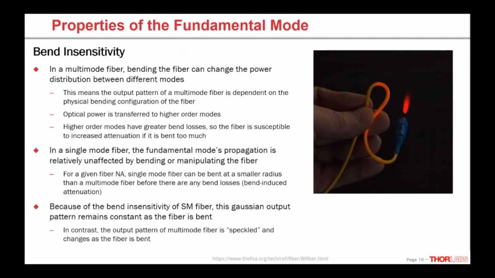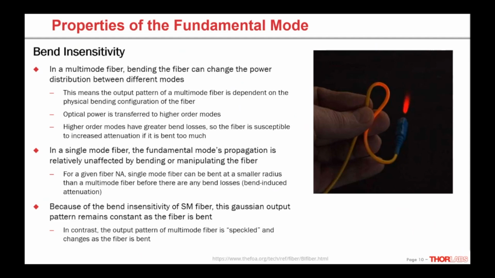Because we have different modes now propagating through the fiber, that means if you bend the fiber, bent versus straight, you're going to get a different output pattern. It's going to change some because we're changing the distribution of modes. In addition, like I said, you're going to transfer power to the higher order modes, which tend to be lossy, more susceptible to attenuation. So if you bend the fiber, you're going to see increased attenuation because you've sent some of the optical power to those high order modes. In contrast, in the single mode fiber, the fundamental mode's propagation is relatively unaffected by bending the fiber. Again, the fiber only guides one mode. You can't transfer power to higher order modes.